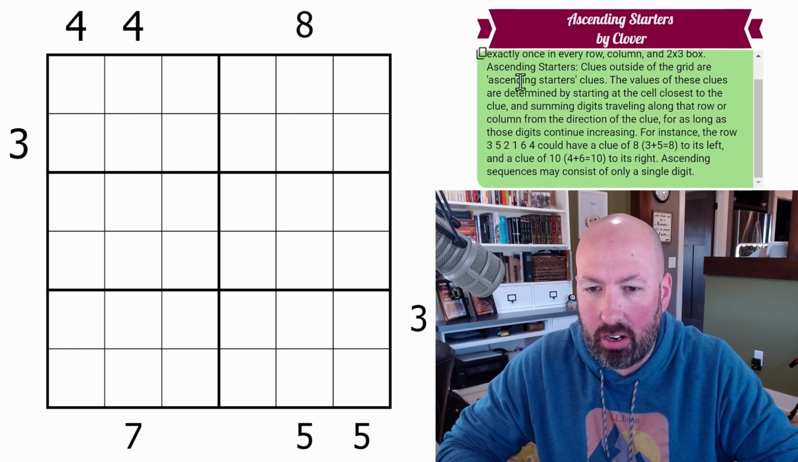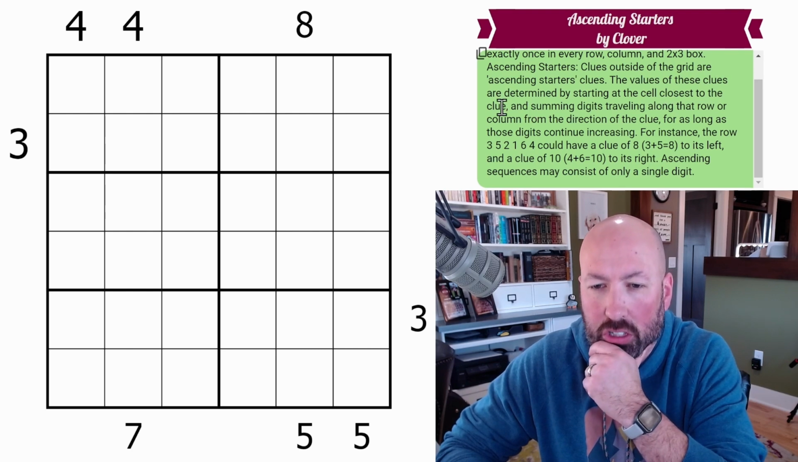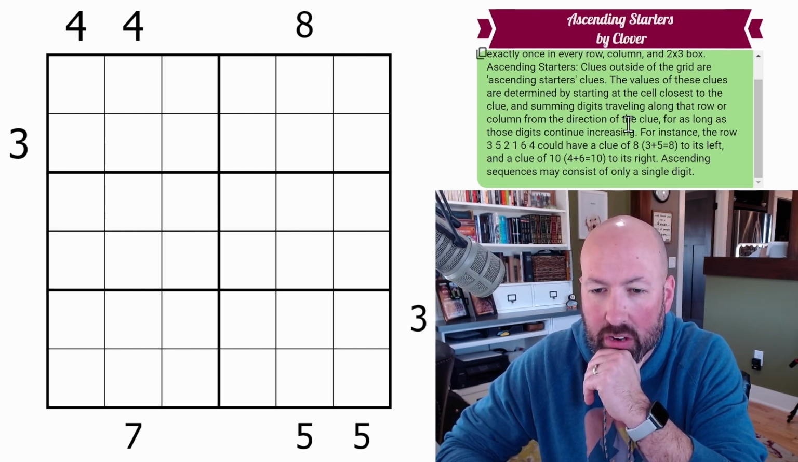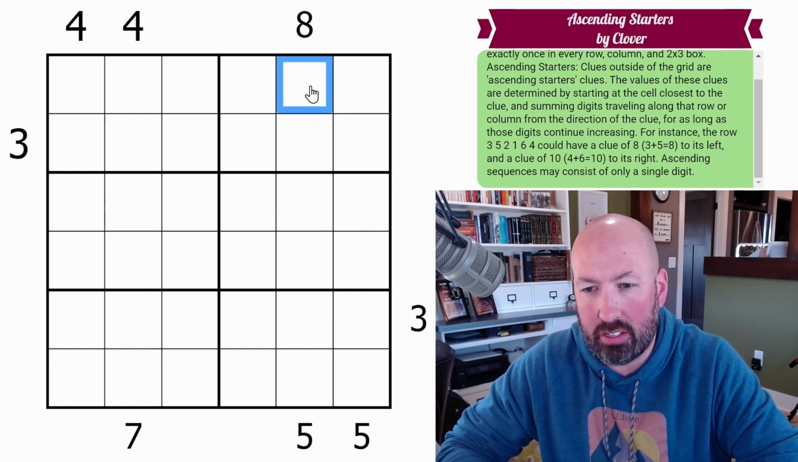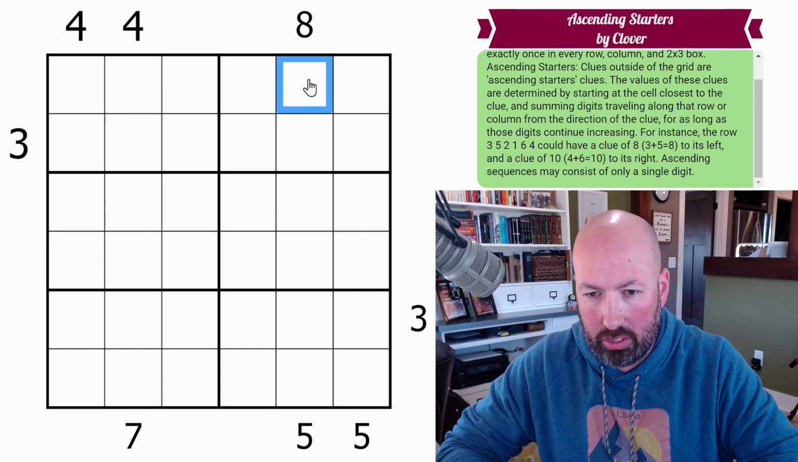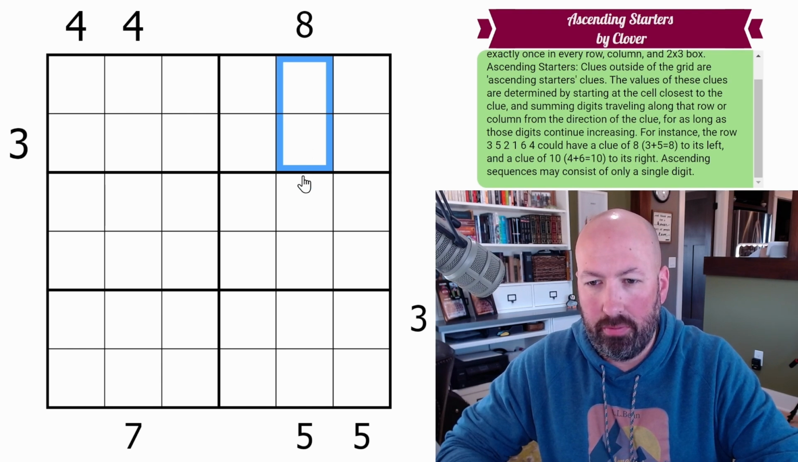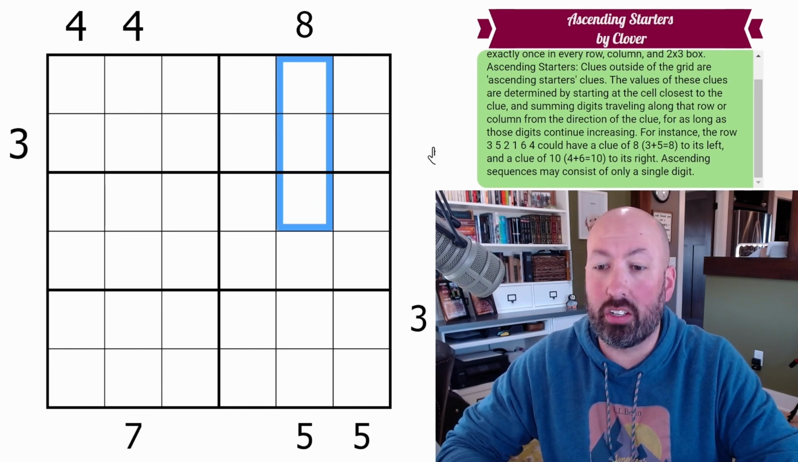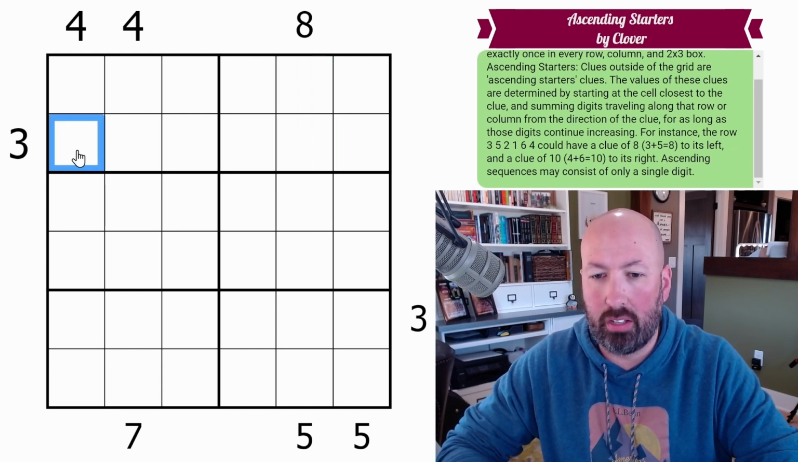Clues outside of the grid are Ascending Starters clues. The values of these clues are determined by starting at the cell closest to the clue and summing digits traveling along that row or column from the direction of the clue for as long as those digits continue increasing. So like from the 8, we start at the cell closest here, we sum the digits as long as they're increasing. Okay, so it gives us an example. The row 352164 could have a clue of 8.